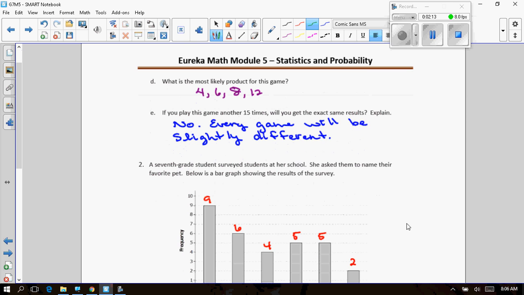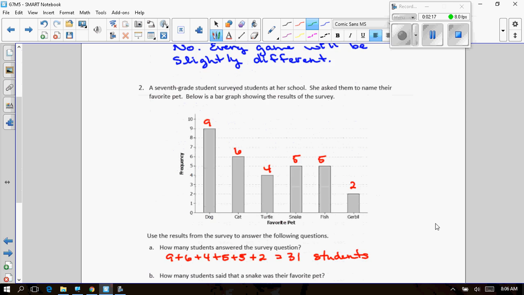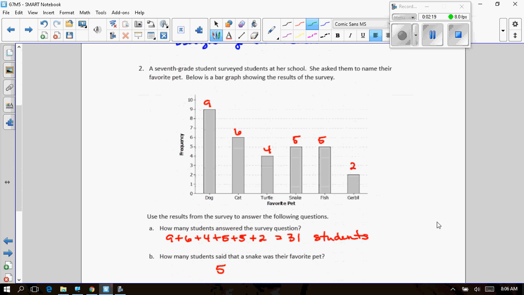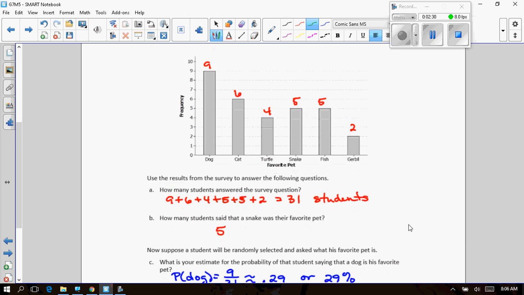All right, so then number 2, we have a survey. We have our data here in our bar graphs. They're quite lovely. So how many students were surveyed? So I added up all the numbers, and there were 31 students in the survey. How many students said they liked snakes? There were 5 kids who said their favorite pet was a snake.